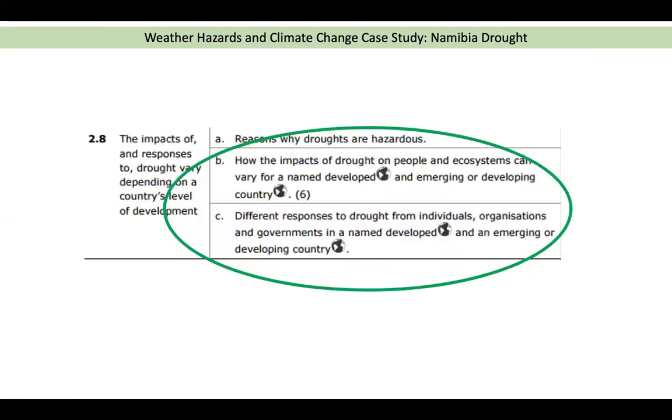All right, so the Namibia drought, we study it because it falls under this part of the GCSE specification, and it's a good example and a good comparison to the California drought. We're thinking about how the impacts of drought on people and ecosystems can vary. We're looking at a developing country this time, and how the responses to drought from individuals, organizations, and governments are in a developing country.